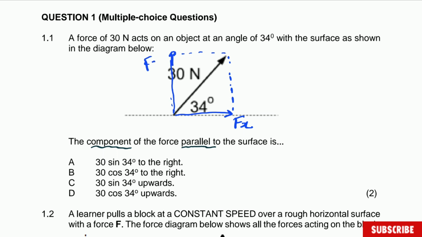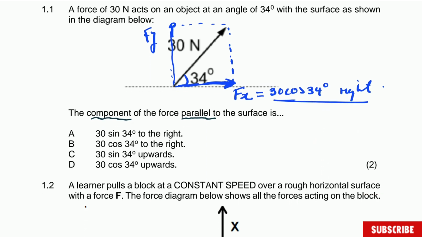All right, so in this case they're asking you for the horizontal or parallel component, in other words, the x component of the force. From the angle we have, this is going to be the adjacent side, so it will be equal to the force, which is 30 newton, multiplied by the cosine of theta, which is 34 degrees. The direction in this case will be to the right. So the correct answer will be B: 30 newtons cos 34 degrees to the right, and that is question 1.1.